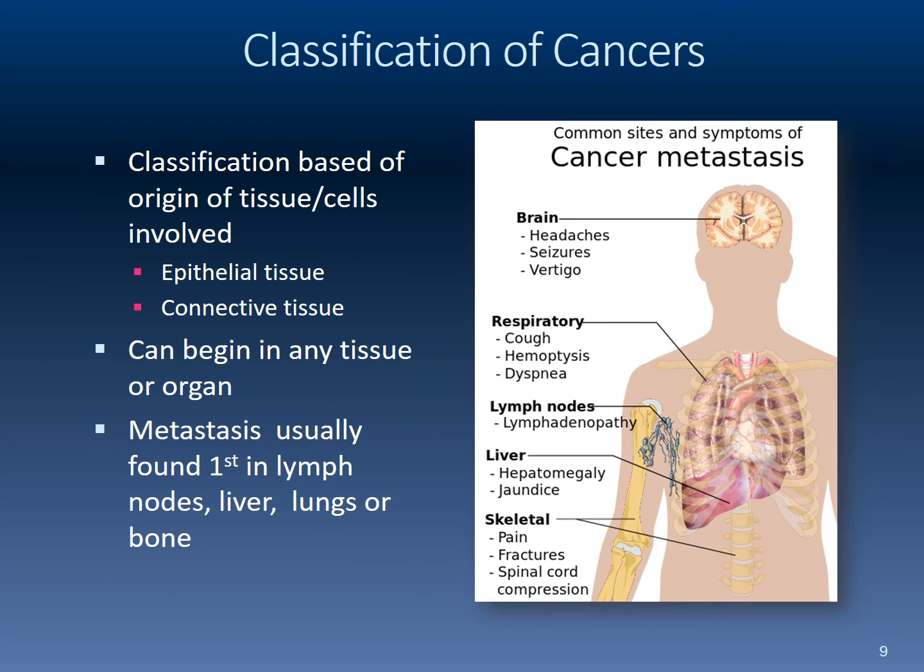The classification of cancer is based on origin of tissue and cells involved. Two types exist, epithelial and connective tissue. Cancer can be found in any organ or tissue and can metastasize. The first place is usually found in the lymph nodes, the liver, the lungs, or the bone. The pattern of spread suggests the location of origin, and the type of cells provide clues to the hidden primary sites. Most primary sites are lung and pancreas, followed by breast, prostate, colon, and rectal.